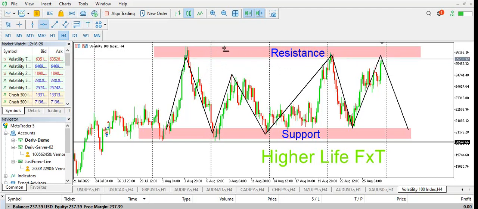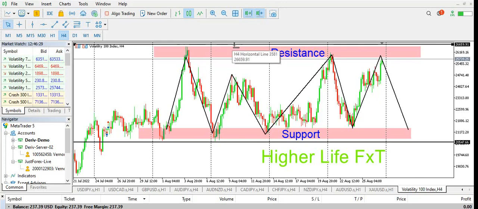Your stop loss is going to be above the resistance. It is going to be your stop loss. Okay.